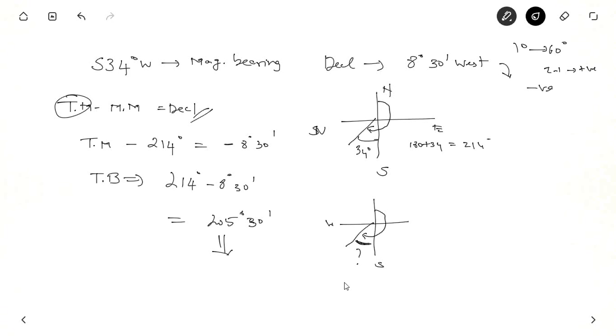So this you want to know. This is nothing but 205 degree 30 minutes minus 180 degree. It will be south 25 degree 30 minutes and west. So this is the true bearing of this magnetic bearing with declination given.